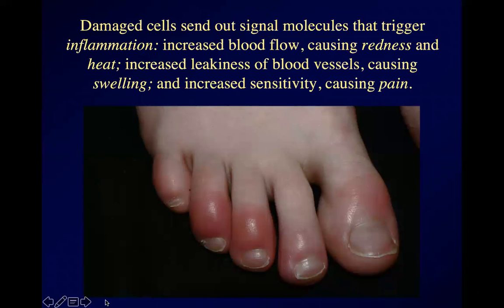There's the inflammation response, because whenever your cells take damage, they start sending out various signal molecules that trigger inflammation. Blood flow increases, leakiness of blood vessels increases, which causes fluid to leak out of the blood vessels, not whole blood, but plasma.